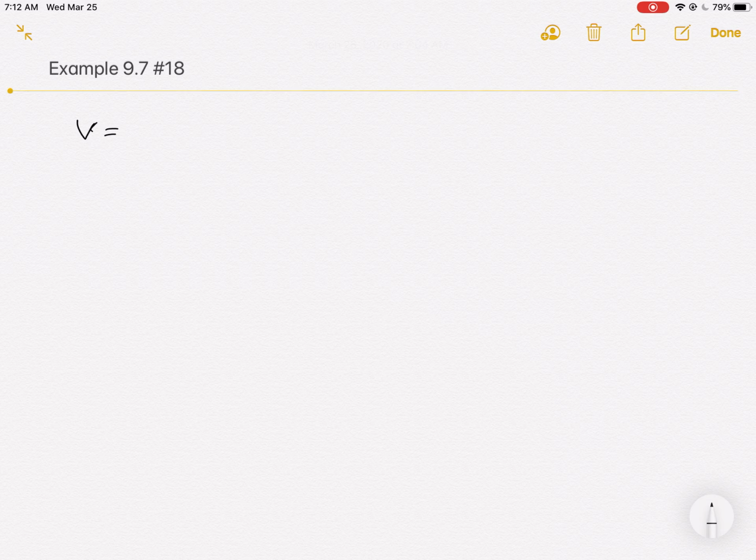What they've done in number 18 is they've given us a vector v, which is i minus 4j plus 2k, and they've also given us a vector w, which is 3i plus 2j plus k. And they would like us to do a few things. For part A, they're asking us to do v crossed with w. So they're asking us to do the cross product.